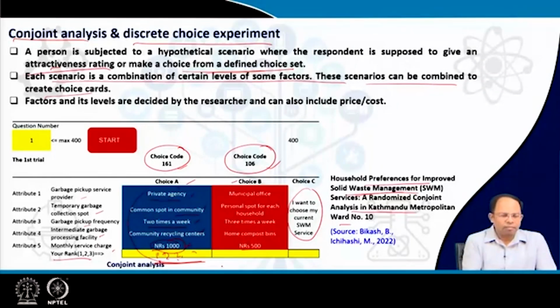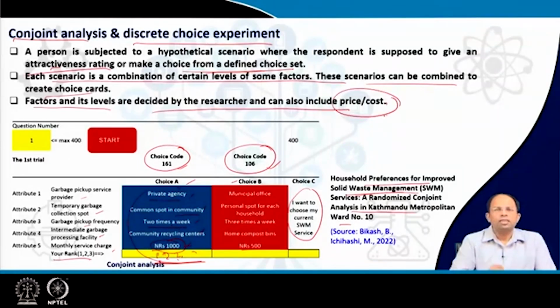So these are the factors, or these attributes, that you see over here. Factors and their levels. So these are factors, and these are the levels that you can see: 2 times a week, 3 times a week. This is the level of garbage pickup frequency. These are decided by the researcher, and they also include price and cost, that allows us to determine the WTP. So this is how our conjoint analysis is being done.